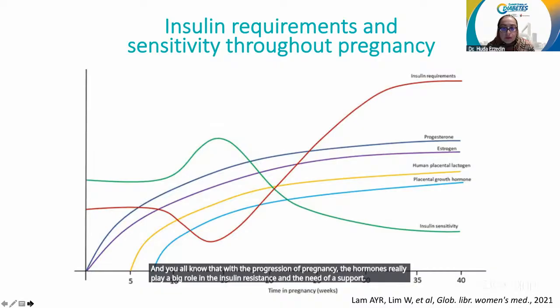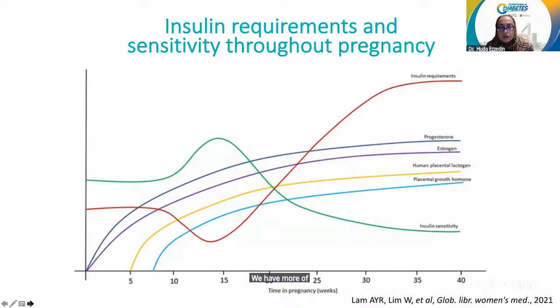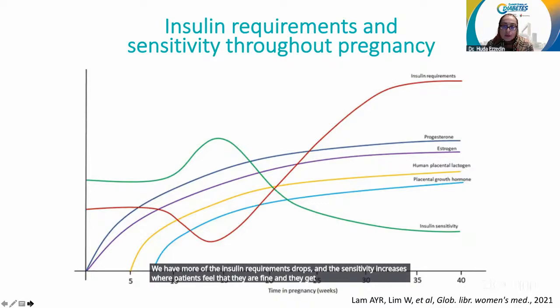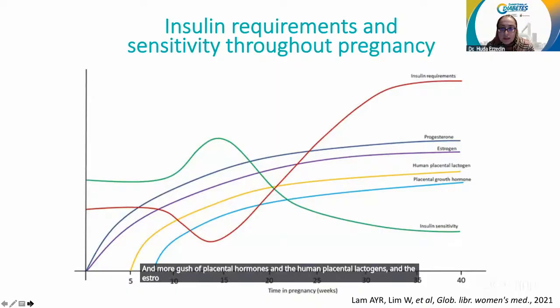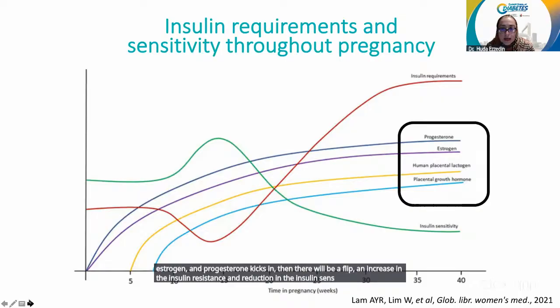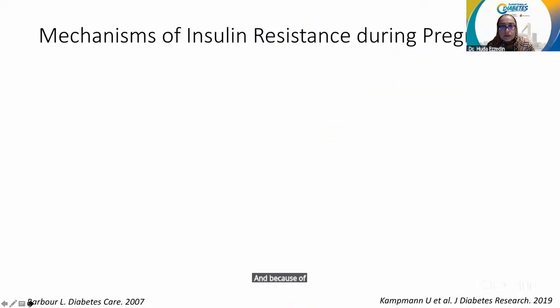So in the first trimester, insulin requirements drop and sensitivity increases, where patients feel that they are fine and may get a little bit of hypoglycemia. But as the pregnancy progresses, with more of a gush of placental hormones, human placental lactogen, estrogen and progesterone kicking in, there will be a flip: an increase in insulin resistance and a reduction in insulin sensitivity. Because of these hormones, it's really important to know the mechanism by which we get into that state.